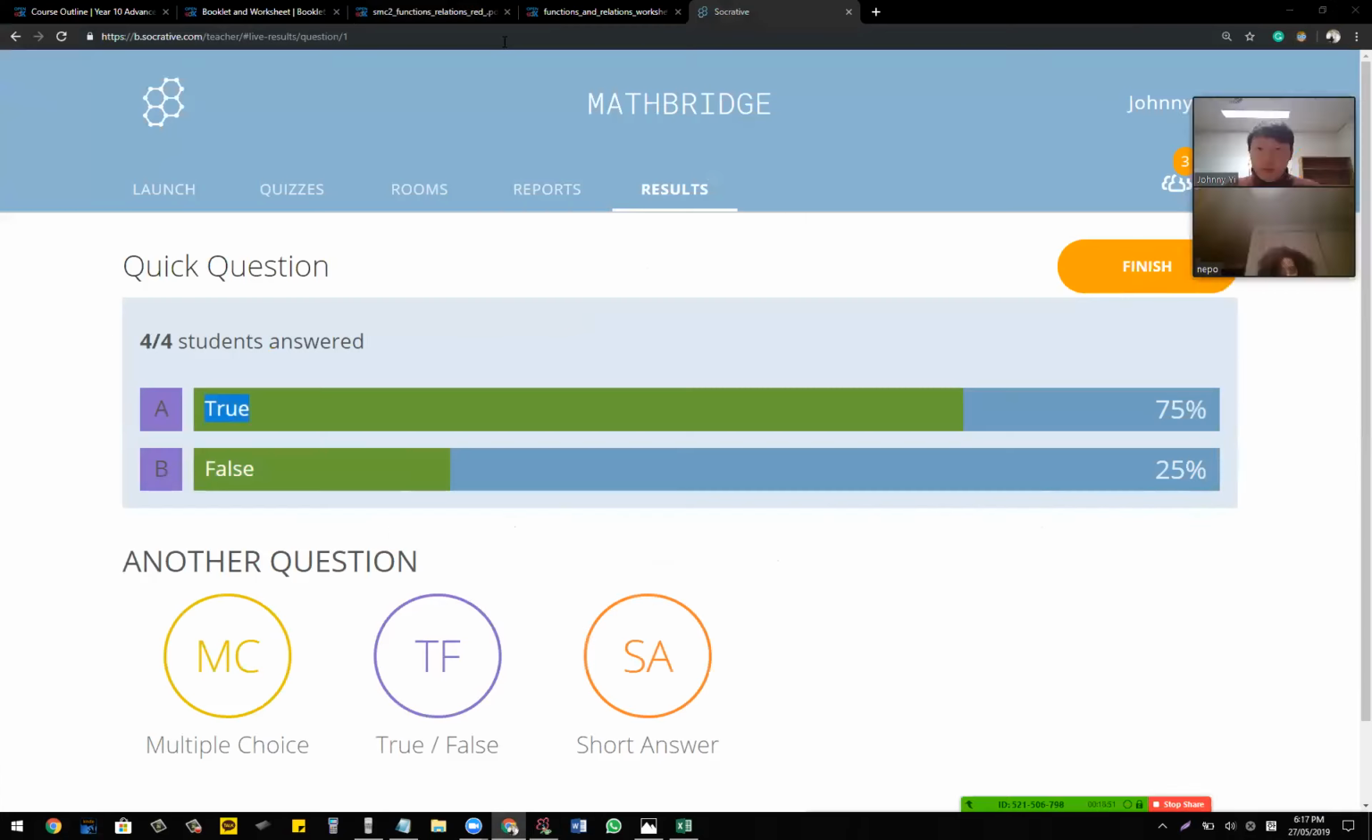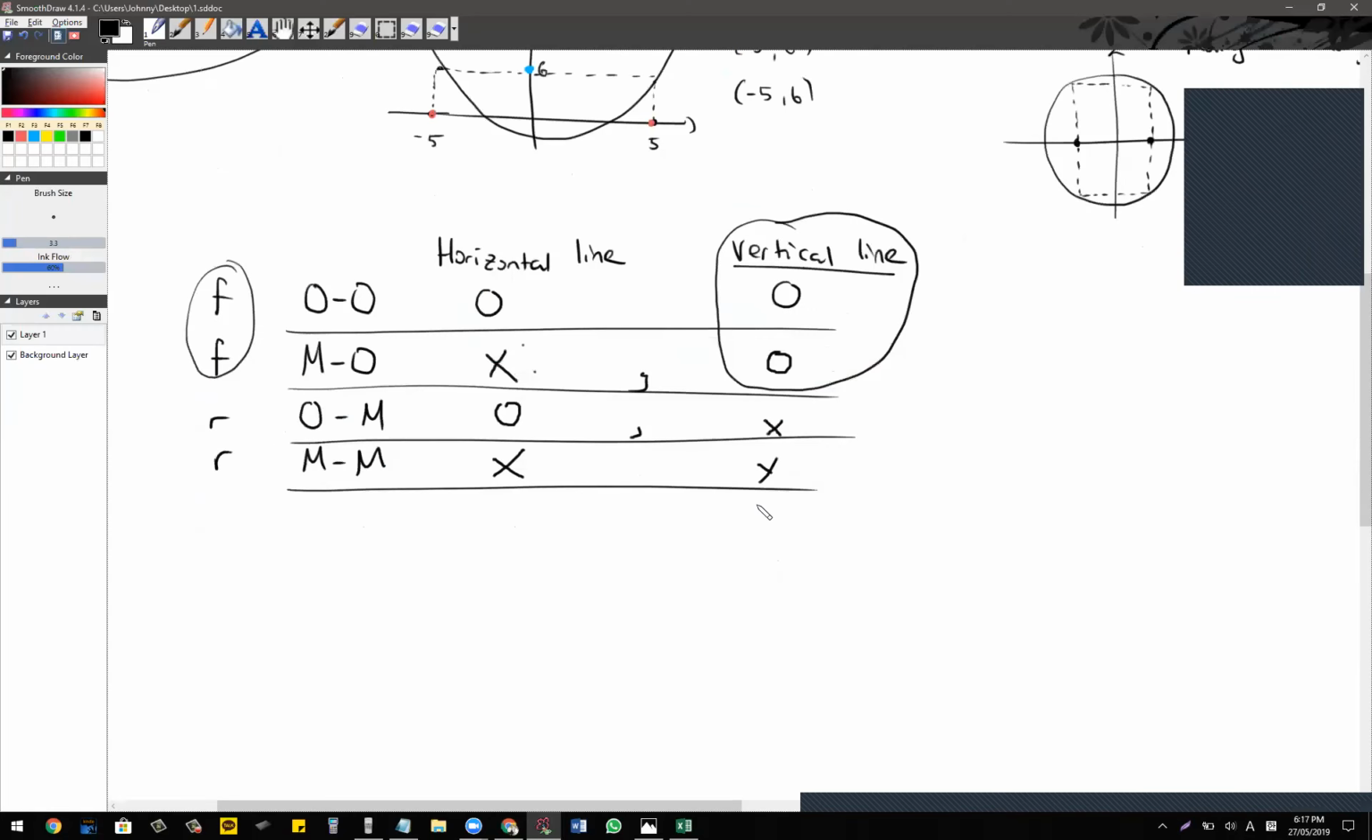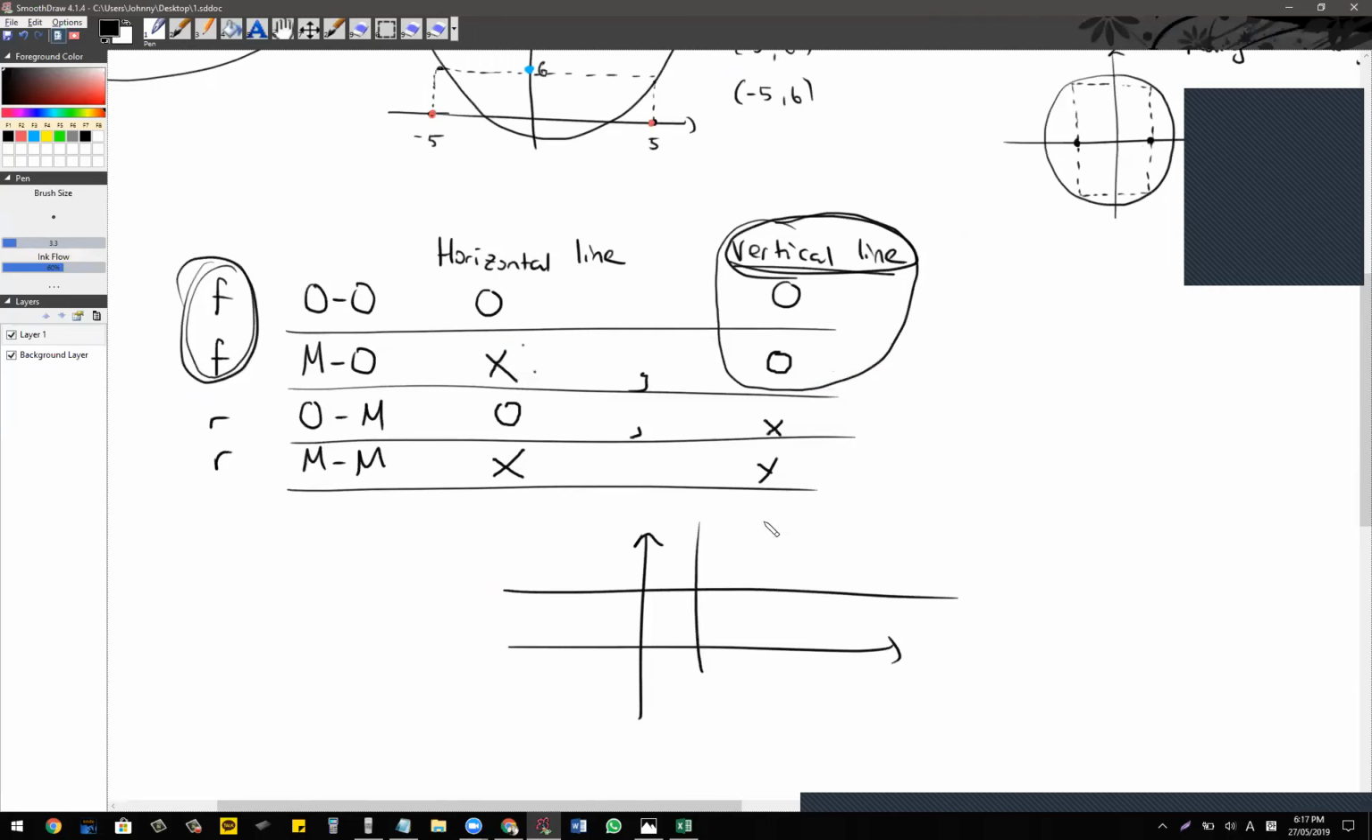The reason is, as you can see, if we just draw. So what is the definition of a function according to the vertical line test? You see, if I do the vertical line test, it passes the vertical line test, doesn't it? It just goes through one point every time you drop down a vertical line. So it is a function.